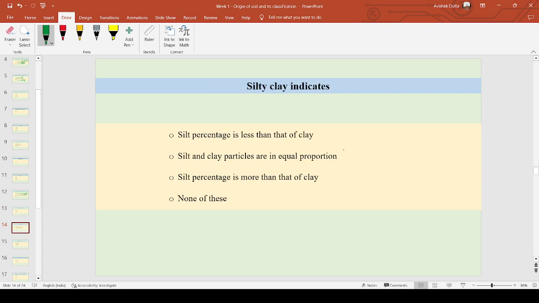Next question: silty clay indicates. What does the nomenclature silty clay indicate? Any answer?